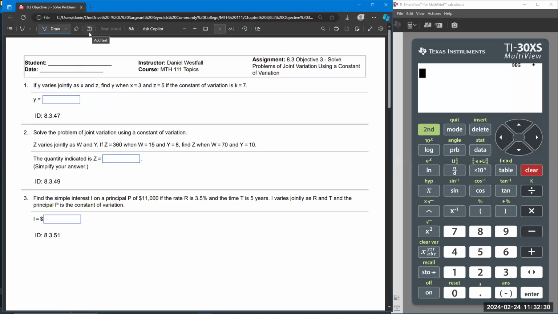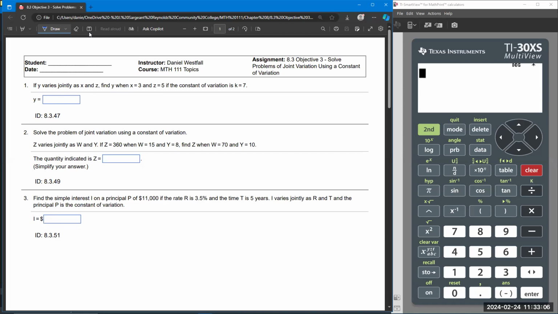In this video, we're going to talk about 8.3 Objective 3, which is to solve problems of joint variation using the constant of variation. Joint variation is when the output depends on more than one input variable. Like area is equal to length times width. If the length gets bigger, the area gets bigger. If the width gets bigger, the area gets bigger. It's jointly dependent on both the length and the width.